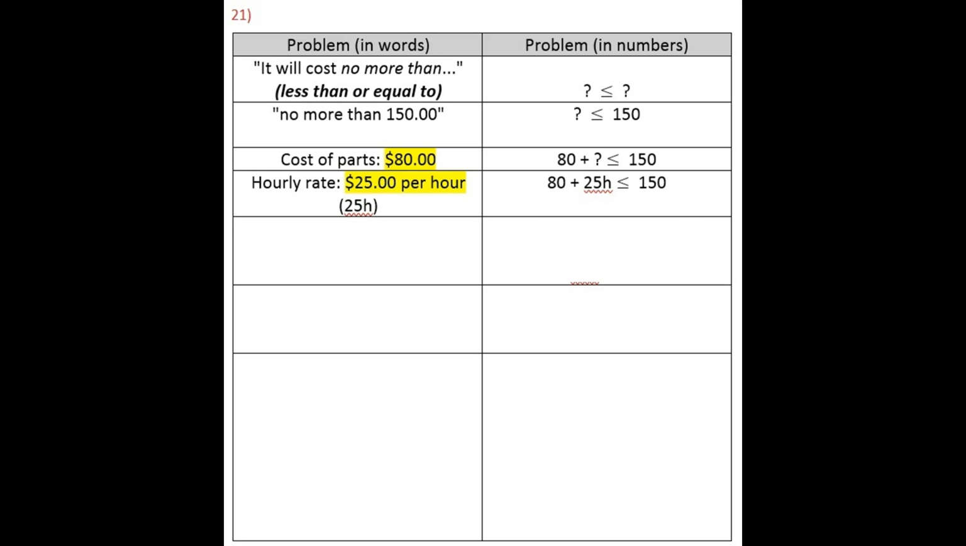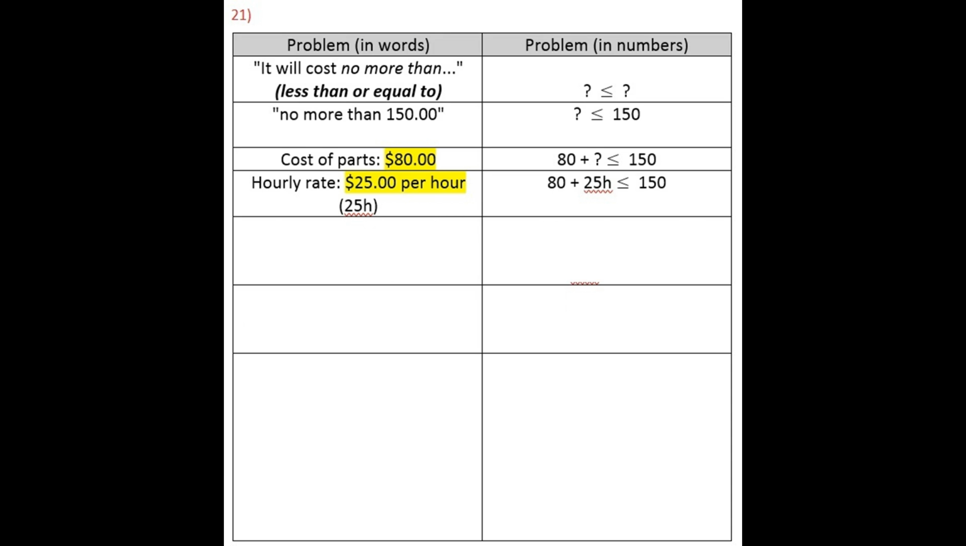Now we know that this is a computer repair problem, so the cost of parts is $80. So 80 plus something is less than or equal to 150. The hourly rate is $25 per hour. So this is 25H. So 80 plus 25H is less than or equal to 150.